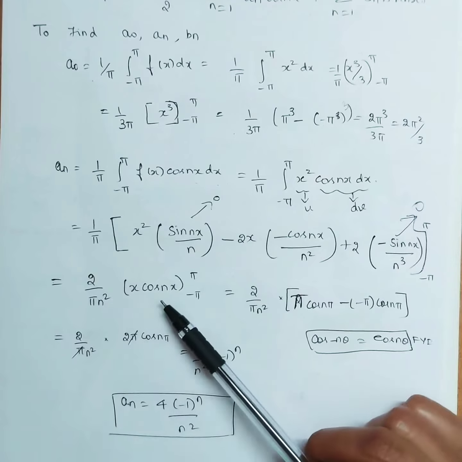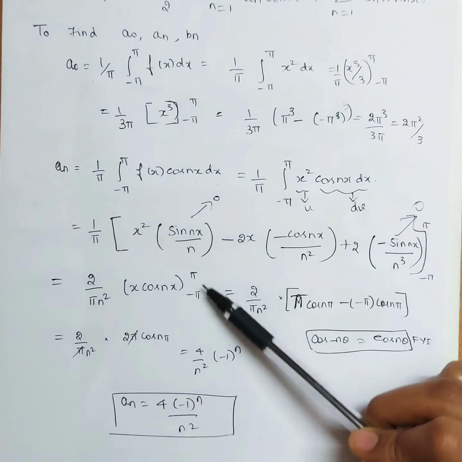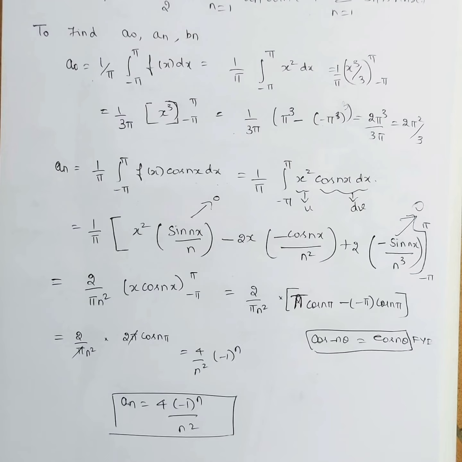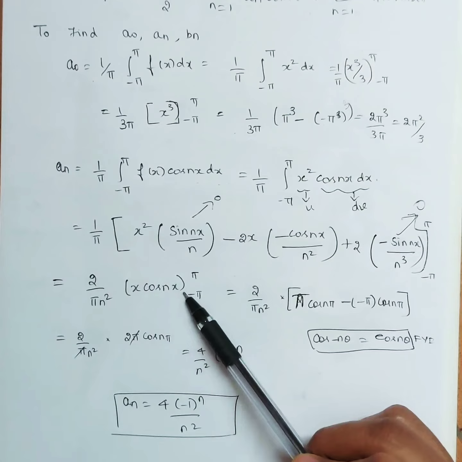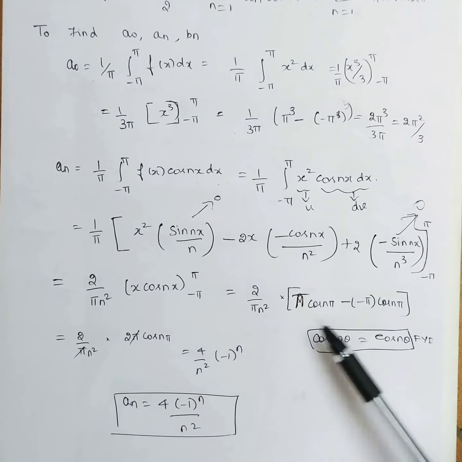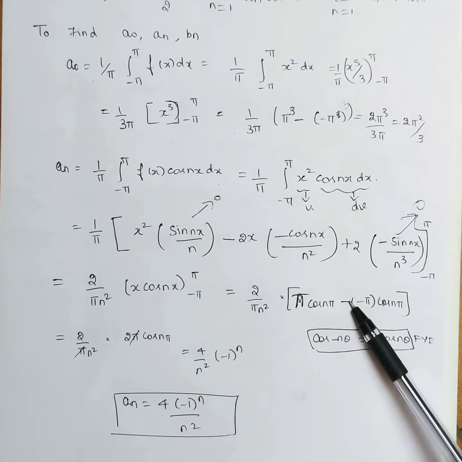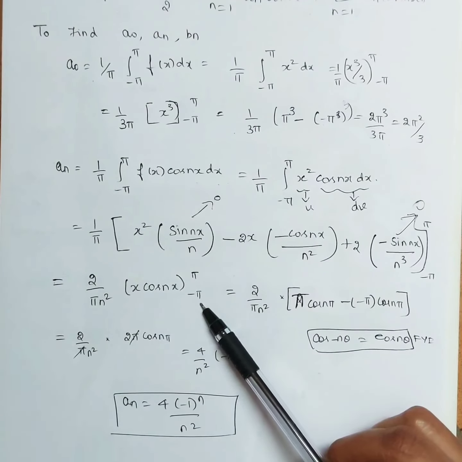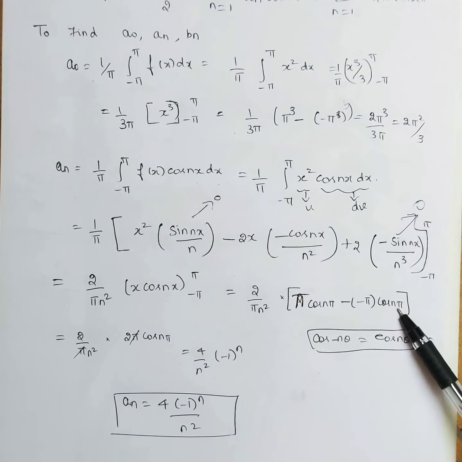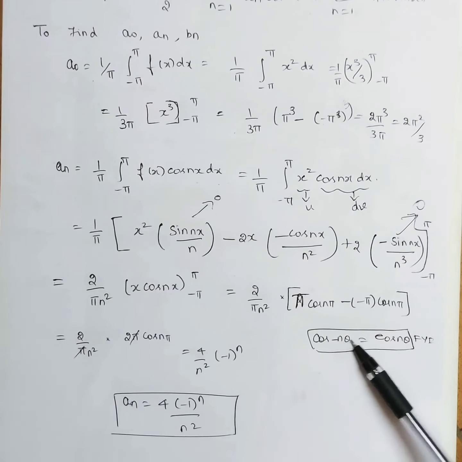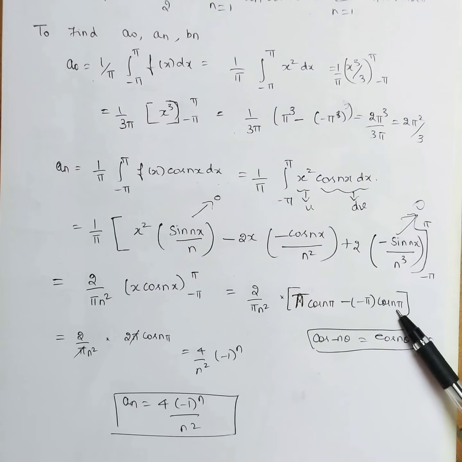What are the terms left? X cos nx and minus pi to pi. We are just going to apply the upper limit. Wherever x is there, replace it by pi. So pi cos n pi. I have written minus lower limit. Wherever x is there, replace it by minus pi. Minus pi cos n minus pi. But here cos of minus n theta is nothing but cos n theta. So within the bracket, even if minus sign comes, it will become cos n pi because cos is an even function. So keep this in mind.